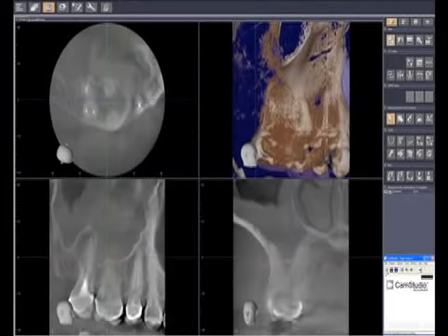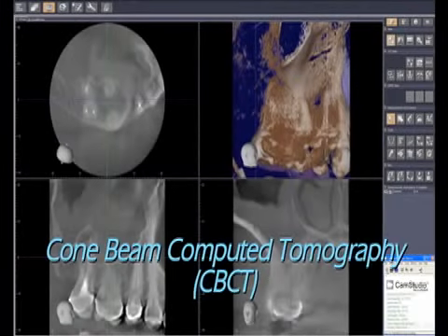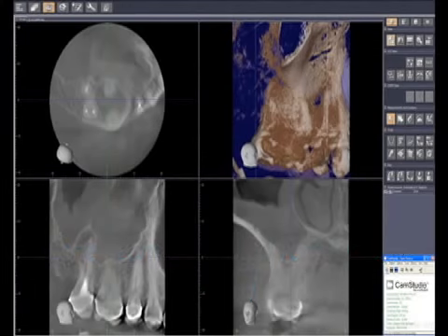Okay, this little video is going to show how a cone beam computed tomography scan, or a CBCT, is read. Now, one of the great advantages of the CBCT cone beam is that it gives us a three-dimensional view of the tooth. And in this particular case, this patient's having some chronic sinus problems as well, and it allows us to see what's going on in the sinus.